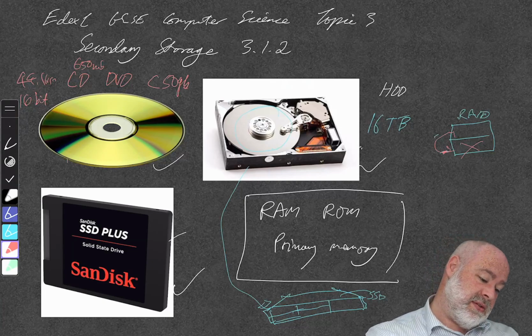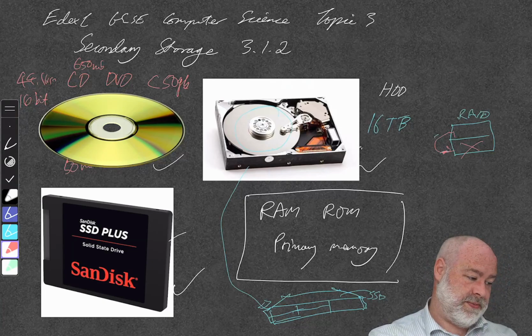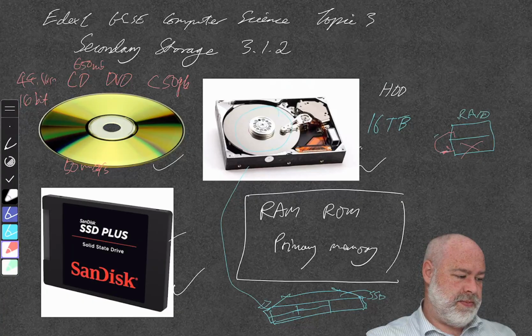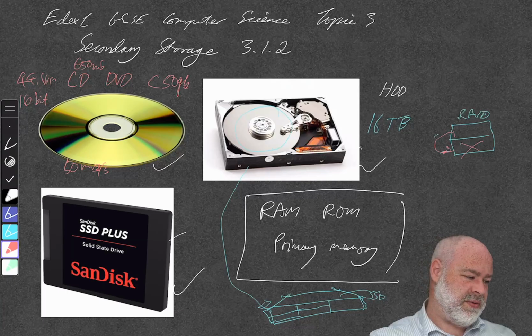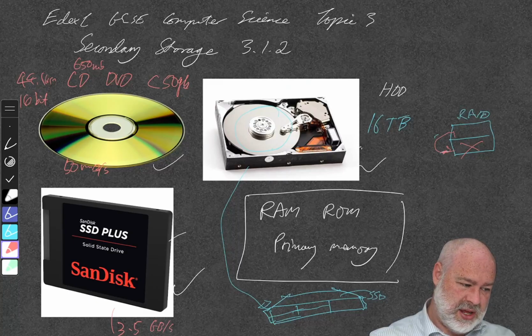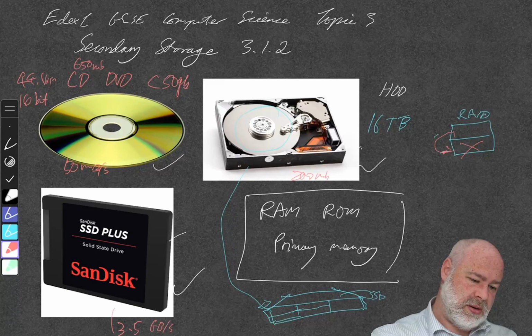The speed is around about 50 megabytes per second, about that. So they're relatively slow, nowhere near as fast as these, which are about, I don't know, 3.5 GB potentially a second. It's huge. And these might be about 200 megabytes per second.